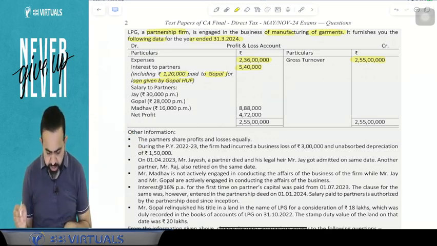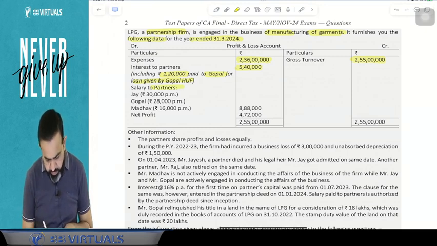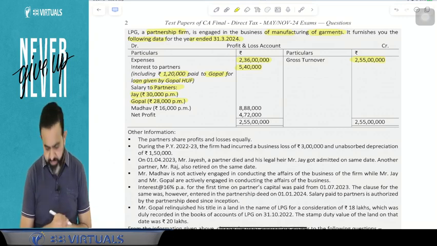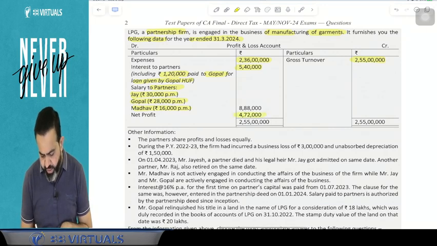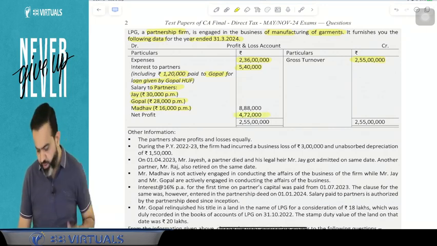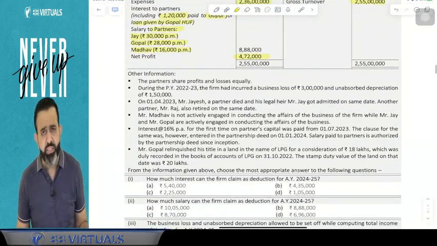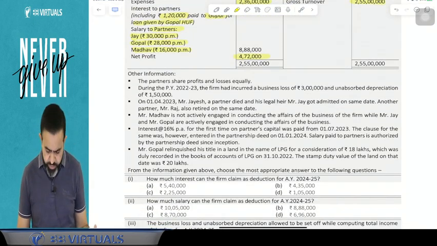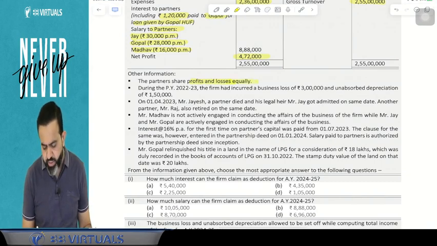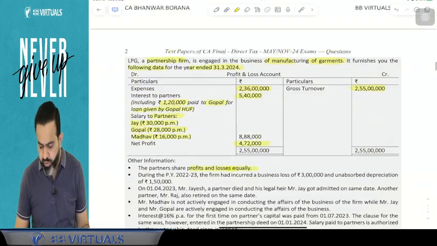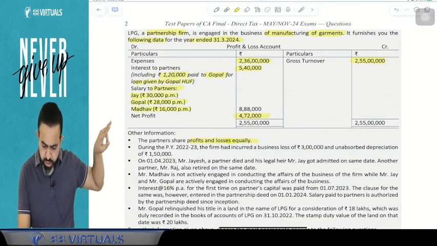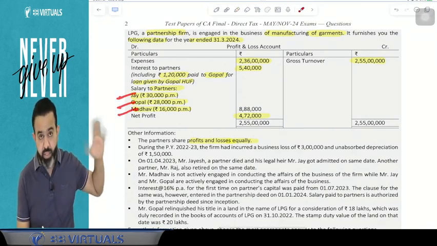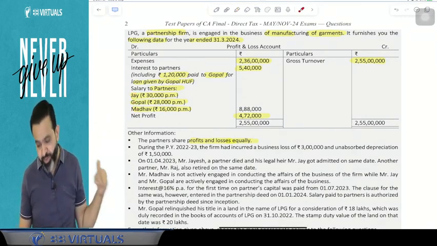Now next part: salary to partners is given. To Jay 30,000 per month, to Gopal 28,000 per month, and to Madhav 16,000 per month. Net profit is 4,72,000. Now they have given some other information. The partners share profit and loss equally. From this information, it looks like there are 3 partners, Jay, Gopal and Madhav, but let's see whether there are only 3 partners or not.